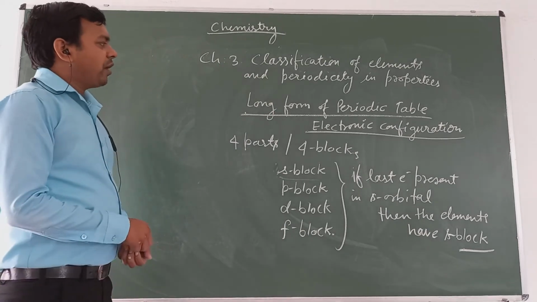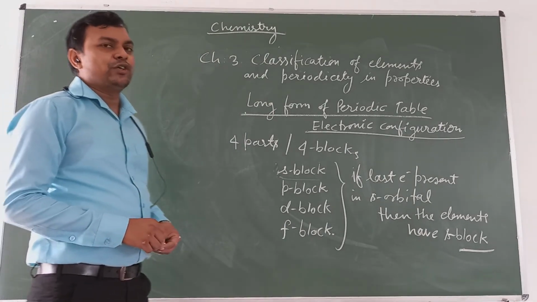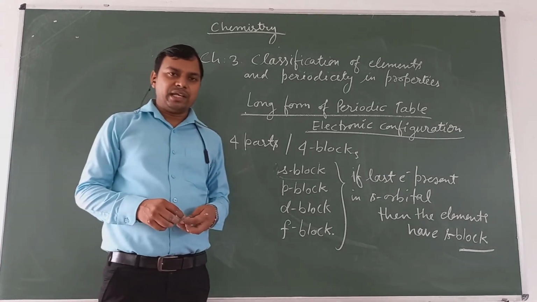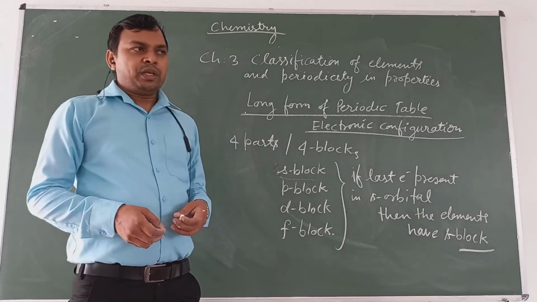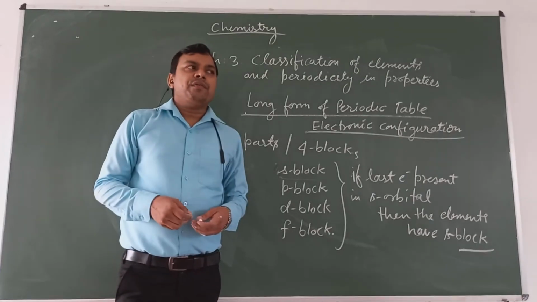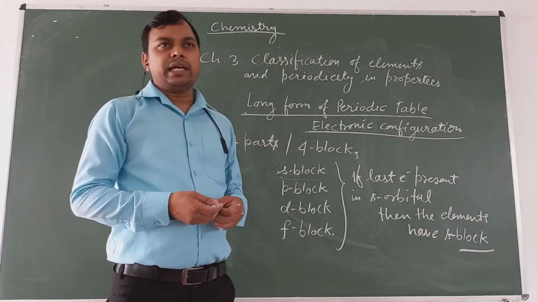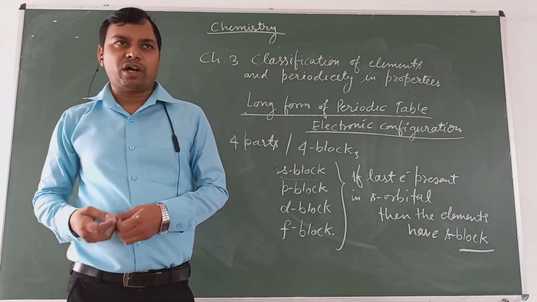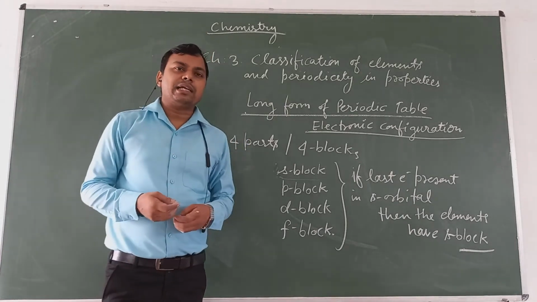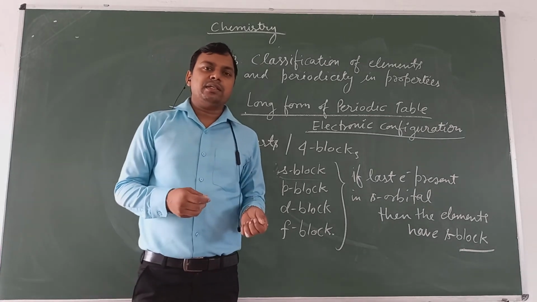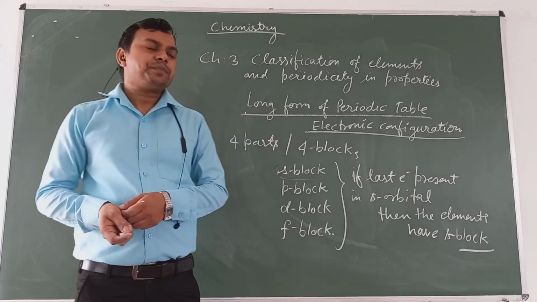So the long form of the periodic table is divided into four parts on the basis of electronic configuration. Again I am repeating, if the last electron is present in the s orbital, then the element is an s block element. If the last electron is present in the p orbital, then the element is a p block element.